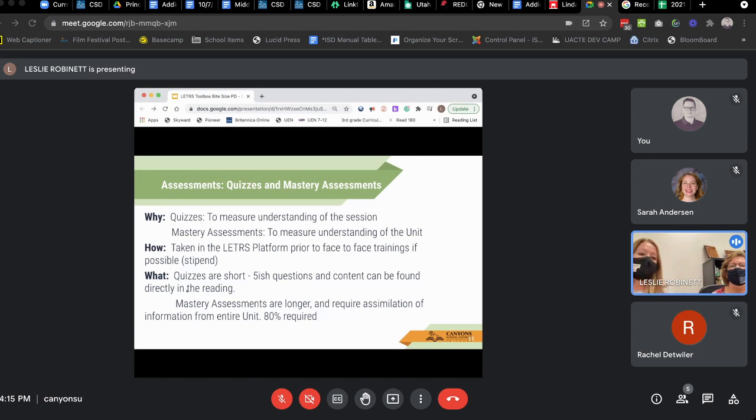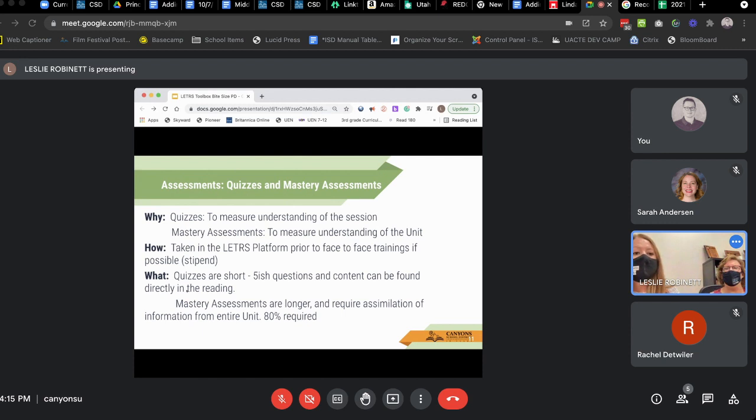Okay. All right, assessments and mastery assessments. There is, as you saw when I showed the platform, for each session, the check for understanding. Almost every session, there are 5 questions. I will also say that all of the questions on the unit assessment come from the checks for understanding.